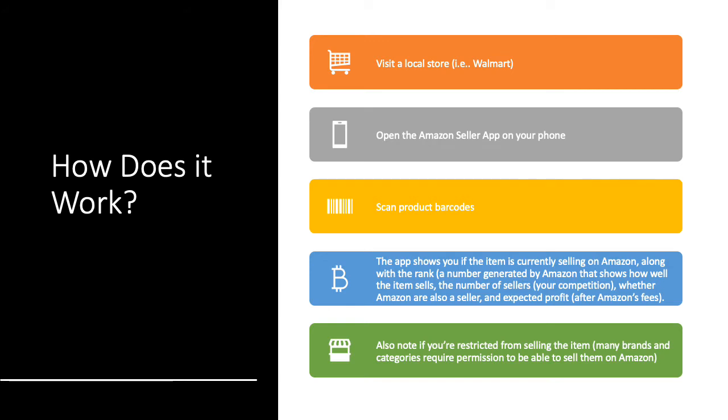Now, as I mentioned in the previous screen, this Amazon Seller app is linked to your seller account and pulls live data from Amazon. So when you scan a barcode of an item in the store, it'll show you if that item's currently selling on Amazon. And by the way, if you're selling on multiple marketplaces, you can switch between different marketplaces right within the app. So if you wanted to see if it's selling on Amazon Canada, you would select Amazon.ca on the app. Or if you wanted to see it was selling on Amazon.com, you would switch to Amazon.com.